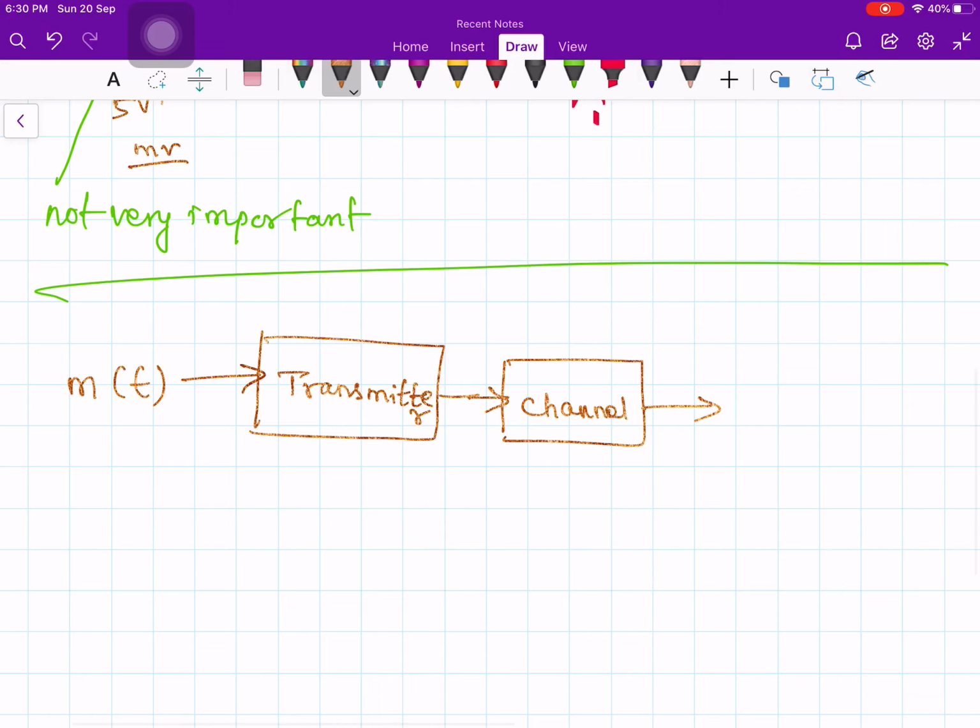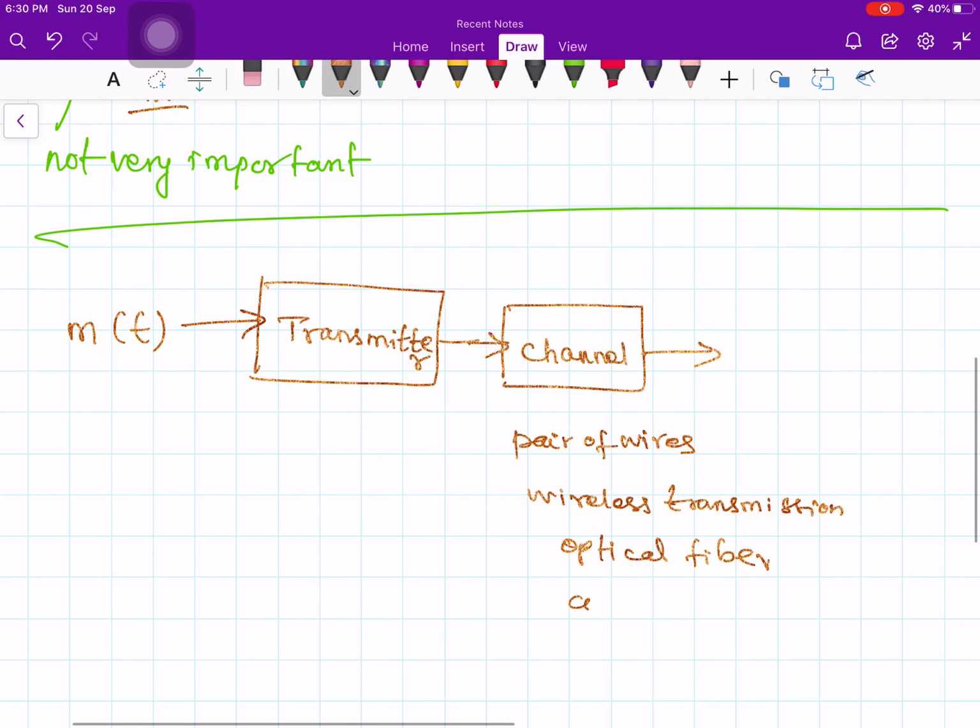Here the physical channel could be a pair of wires, or it could be wireless transmission, it could be optical fiber, or it could be coaxial cable, and so on and so forth. So the physical channel could be anything.